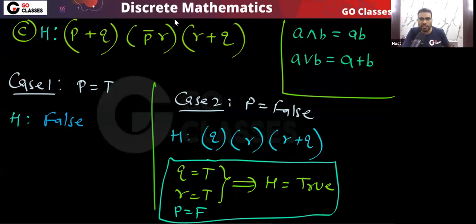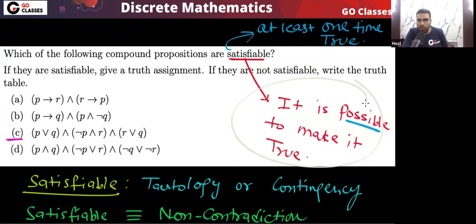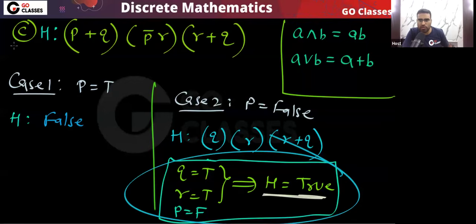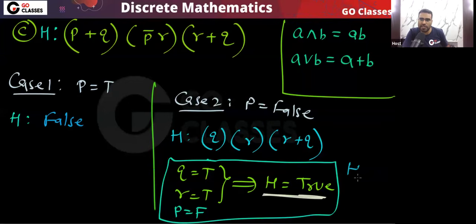So can I say H is satisfiable? Yes, I can satisfy H. I can put Q true, R true, and P is already false, then you can see H will become true. So I can satisfy H, because it is possible to make H true. Agree with me? It is possible to make H true, so H is satisfiable.